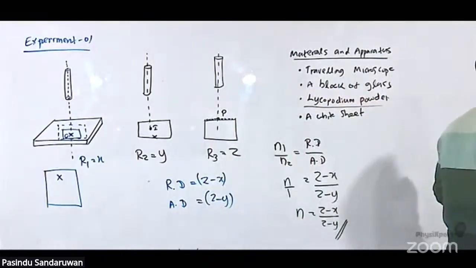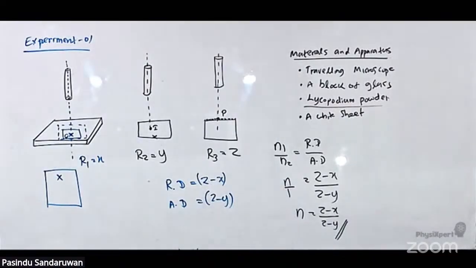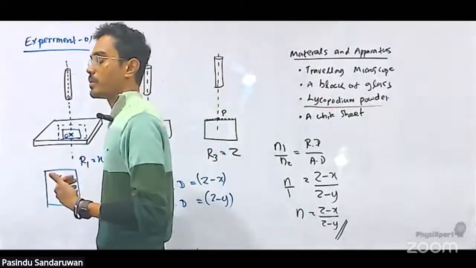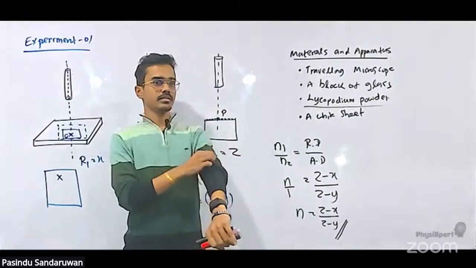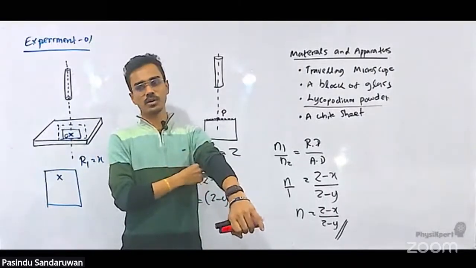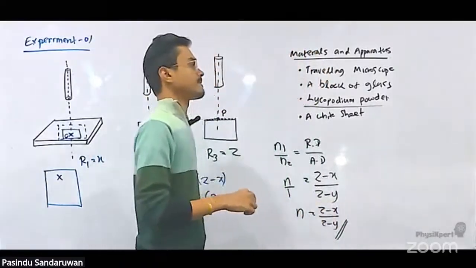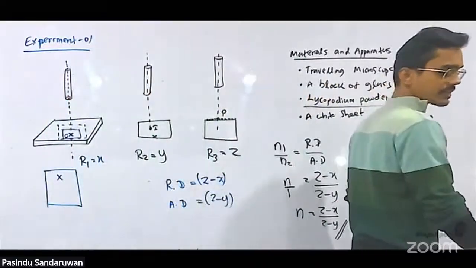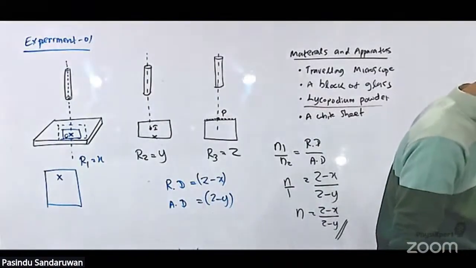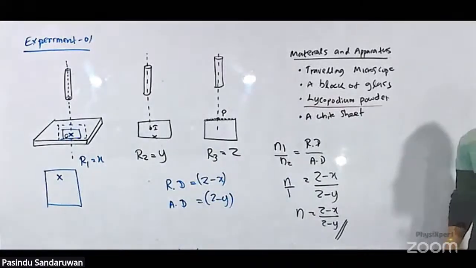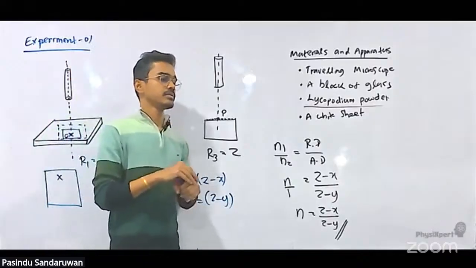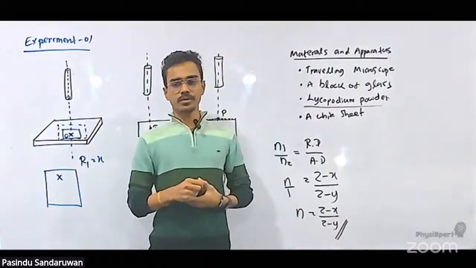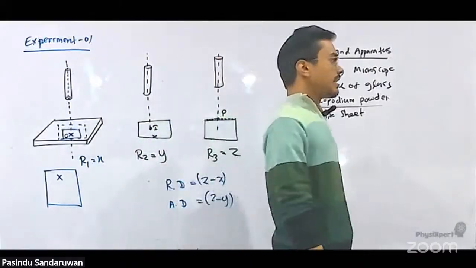Spread some lycopodium powder on the top surface of the glass block, and focus the traveling microscope onto the lycopodium powder and take the respective reading.